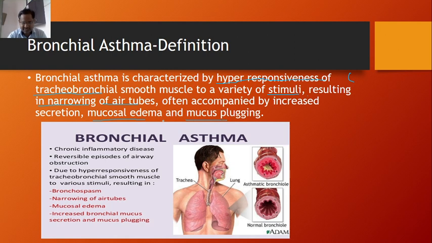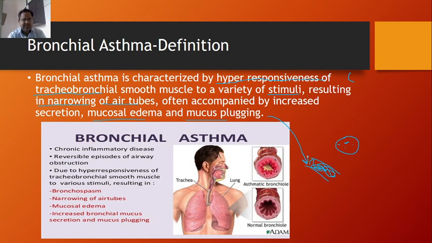Now what do you mean by mucosal edema? Mucosal edema means there is a build-up of tissue fluid in the mucus, and this is called mucosal edema. And what do you mean by mucosal plugging? It is the airway filling by the mucosal secretion. If the airway is filled by this mucosal secretion, it causes a plug, so the term is called mucosal plugging.